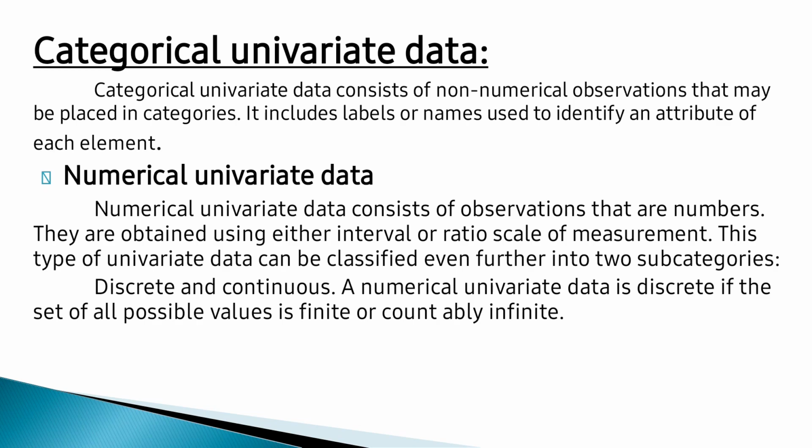Next, numerical univariate data. These are the data where each observation is represented by a single numeric value. This type of data allows for quantitative analysis and includes a wide range of measurements and counts. These have two subcategories. First one is descriptive statistics. They are used to summarize and describe the key features of a data set. Second one is inferential statistics.